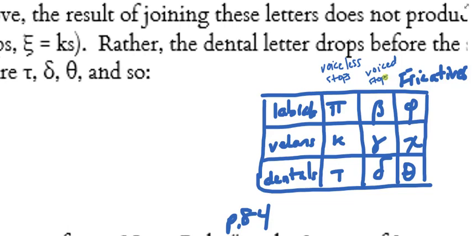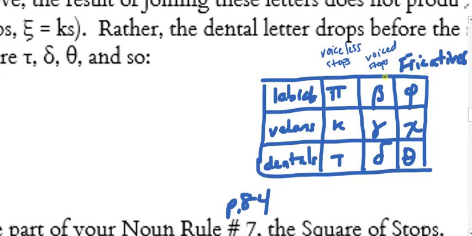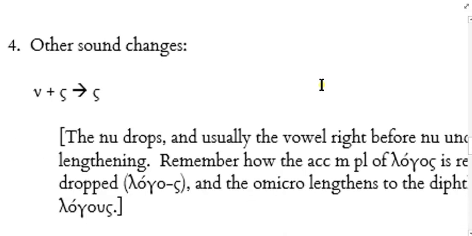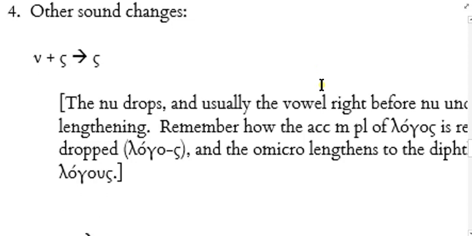Okay, great. So let's continue on for just a bit longer here. Next, we have number 4, sound change. A nu plus a sigma becomes just a sigma. Okay, in other words, you know how dentals fall out? So do nus. Nus fall out. Why do you think a nu falls out before a sigma? Because we're lazy? Where is the nu sound produced?